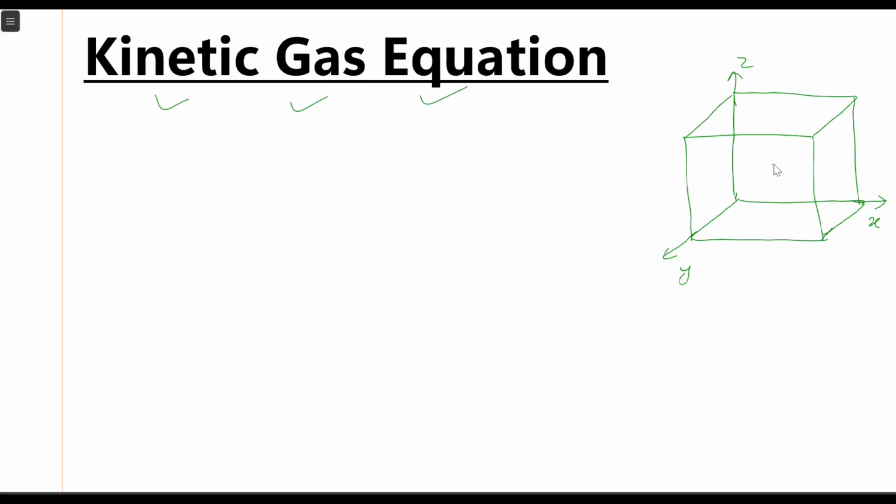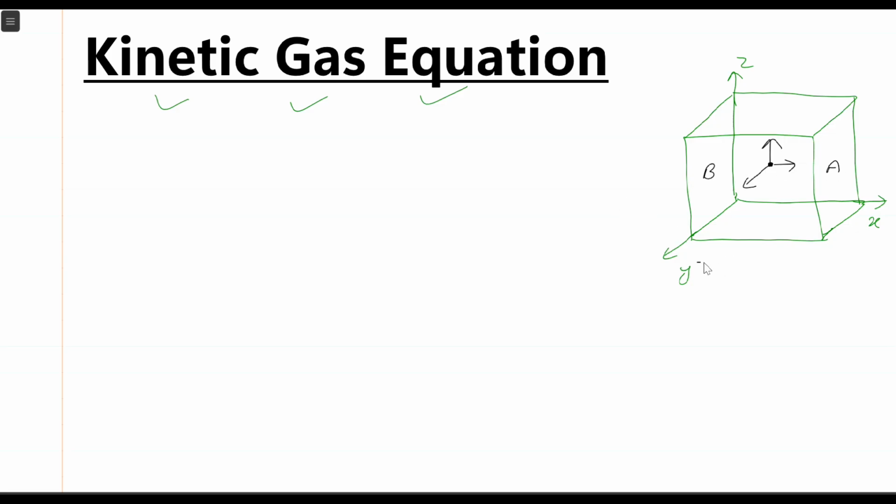Now let's consider there is a particle somewhere in the box. Its velocity or its direction can be resolved into three different axes. If the particle is moving in this direction, it is moving toward the x-axis. If it is moving toward this direction, it is moving toward the y-axis. And if it is moving up in this direction, then it is moving toward the z-axis. Let us consider this is face A and this is face B.